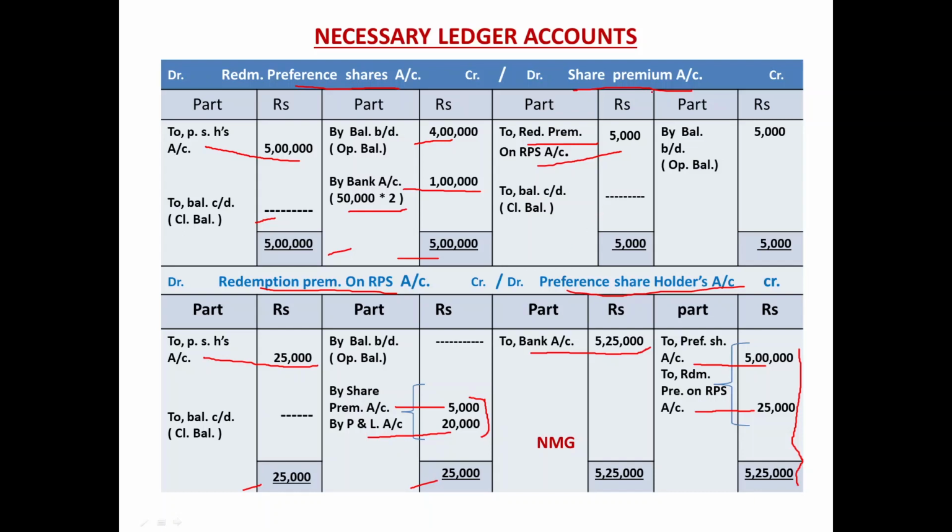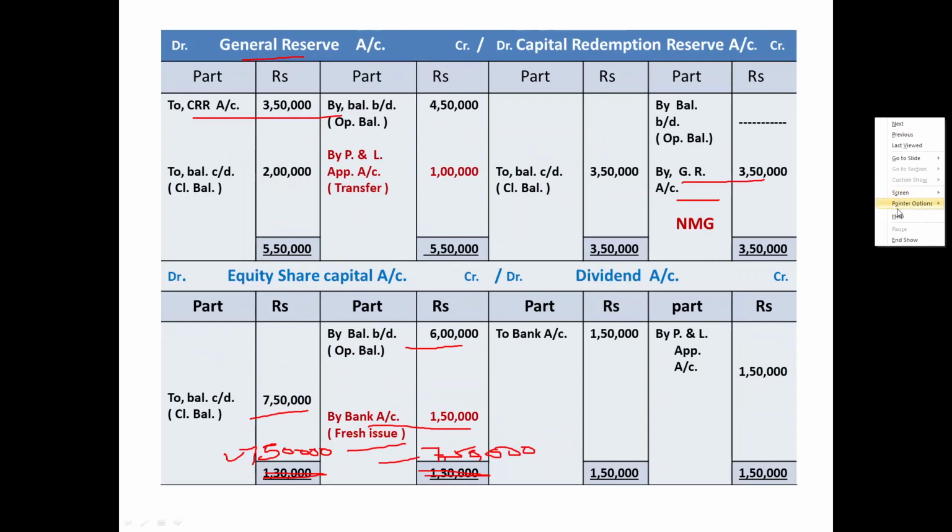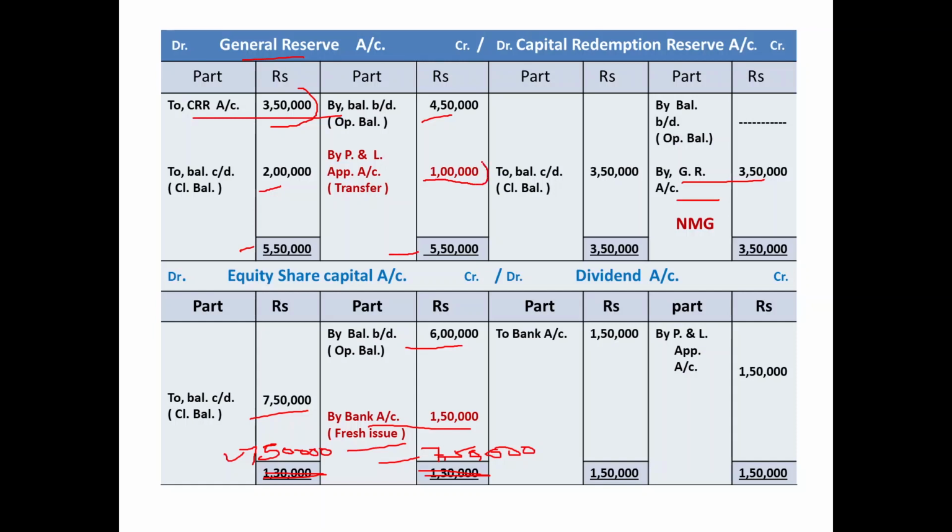Share premium or security premium 5,000 over, no balancing figure. Preference shareholders account 5,25,000, it's also over, no balancing figure. Let us verify the general reserve account. Opening balance 4,50,000, closing balance 2 lakh. This was for the creation of CRR. Total of debit side 5,50,000. Put it on the credit side 5,50,000. That gives a balancing figure of rupees 1 lakh on the credit side.